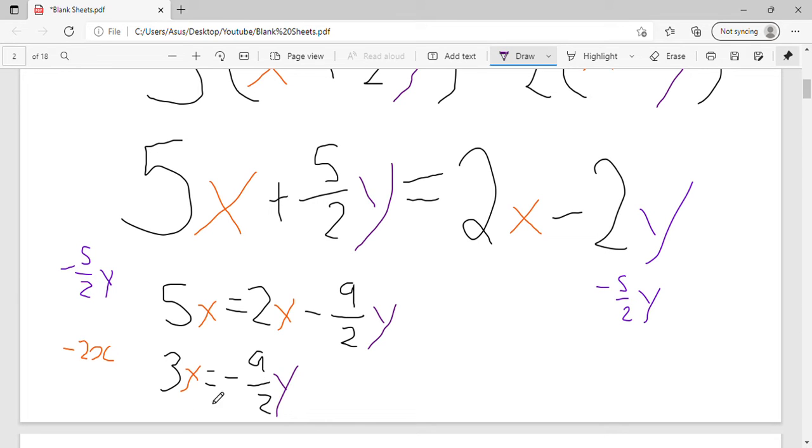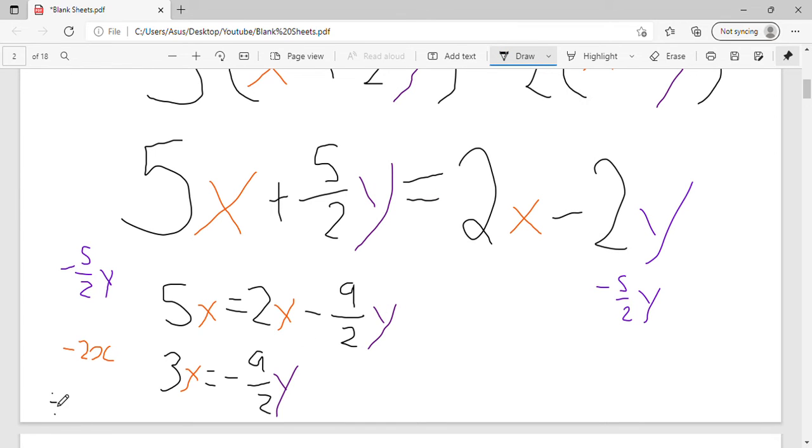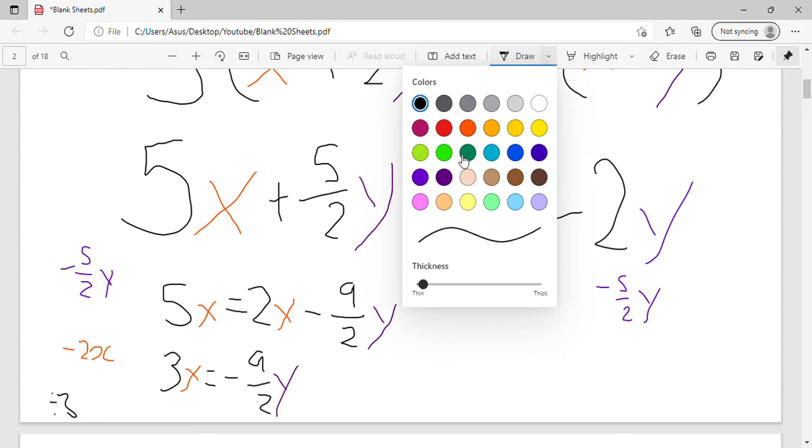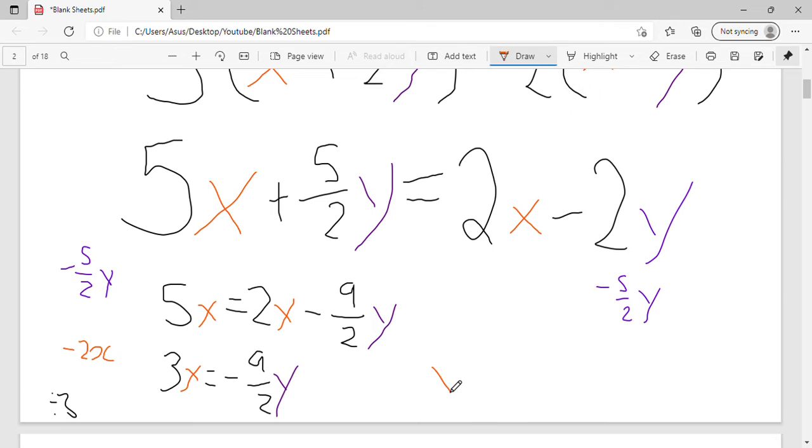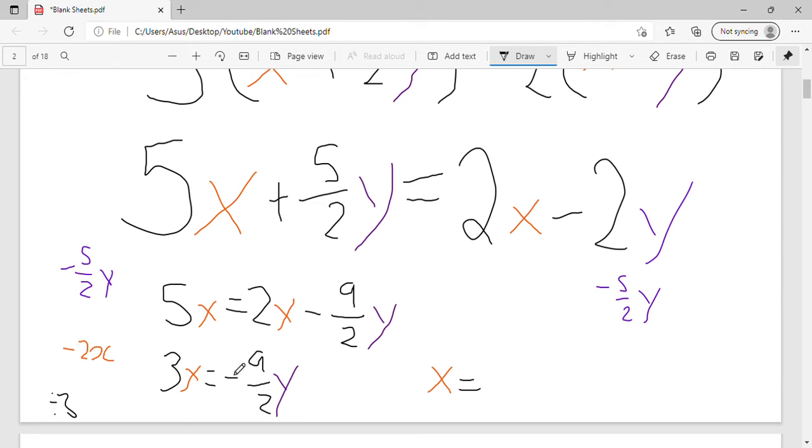Okay, and now we want x on its own. We don't want this times 3, so we're just going to divide both sides by 3. Divide by 3, and that's going to give us over here x all on its own, so that's great, equals minus 9 over 2, so we can just times the 2 by 3 and get 9 over 6y.